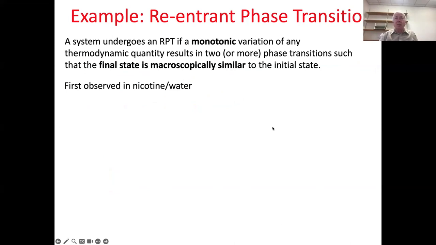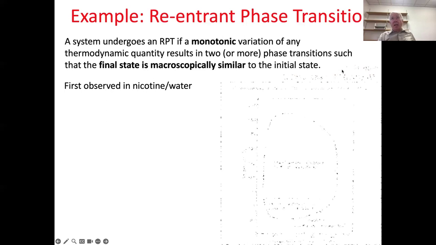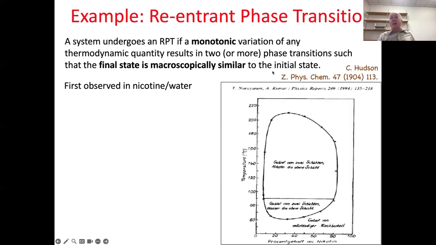A system undergoes a re-entrant phase transition if a monotonic variation of a thermodynamic quantity results in two or more phase transitions that leave the final state macroscopically similar to the initial one. This was first observed in 1904 by Hudson, who published in the German journal Z. Phys. Chem. He considered a nicotine-water mixture, and plotted the phases as a function of temperature on the vertical axis and percent of nicotine on the horizontal axis.